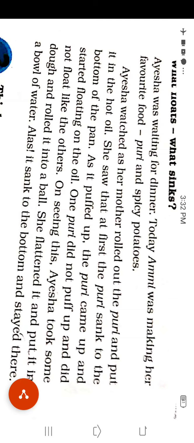Aisha, there is a girl whose name is Aisha. She was waiting for her dinner because today her mother was making her favorite food, that is puri and spicy potato. Aisha was watching her mother carefully as she rolled out the puri and put it into the oil. She saw that at first the puri sank to the bottom of the pan, but as it puffed up, the puri came up and started floating on the oil.